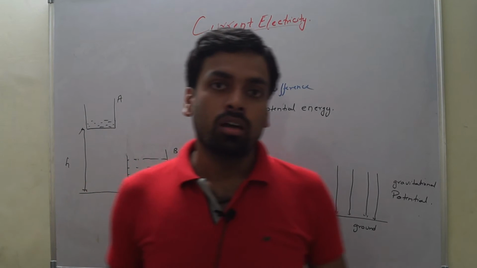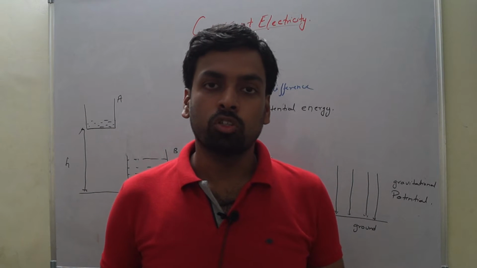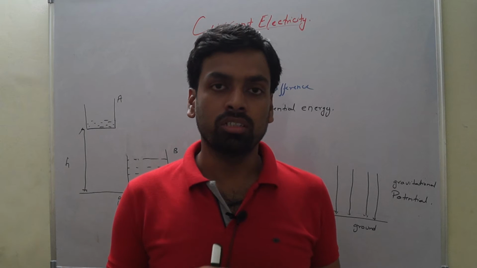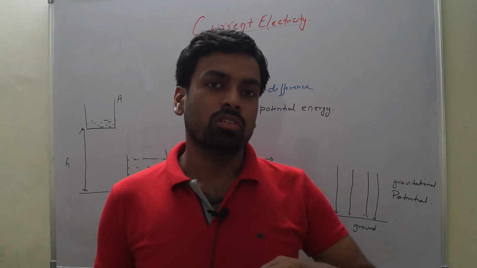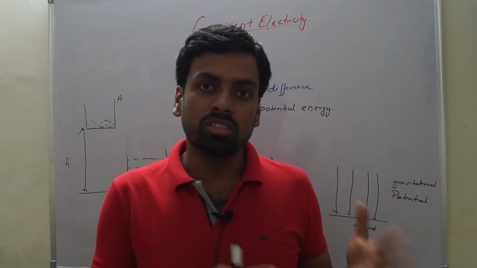So hello everyone. In the last class we talked about resistance. We talked about how, when an electron flows through a conductor or a wire, it comes across hurdles, and those hurdles are nothing but resistance.